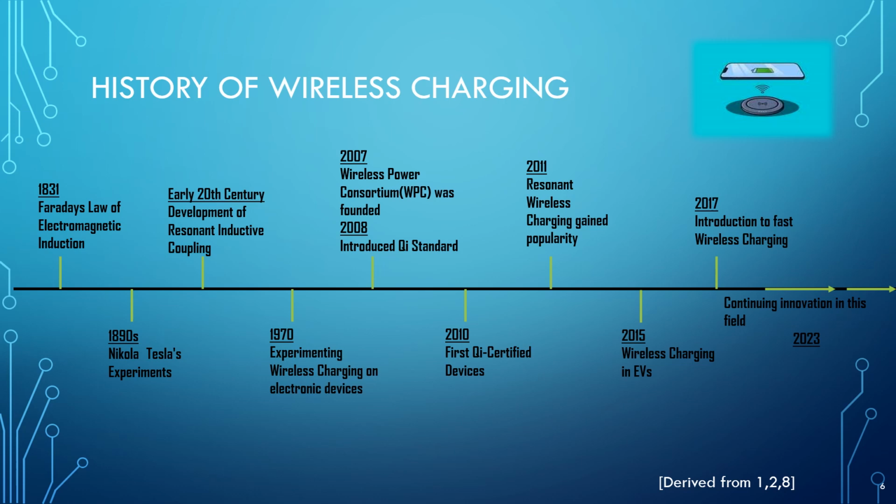2008, introduced Qi standard for charging. First Qi certified devices were formed in 2010, and in 2011, resonant wireless charging gained popularity. 2015, wireless charging was introduced in electric vehicles, and fast wireless charging was introduced in 2017. Innovations continued in this field. 2023 is also witnessing innovations in this field. More gadgets are coming compatible with wireless charging technology.